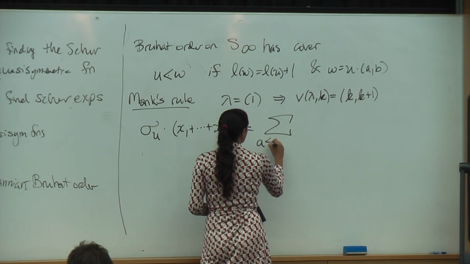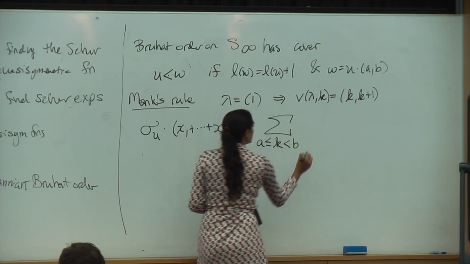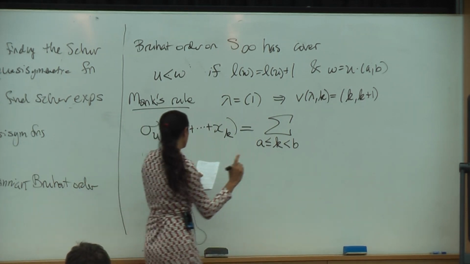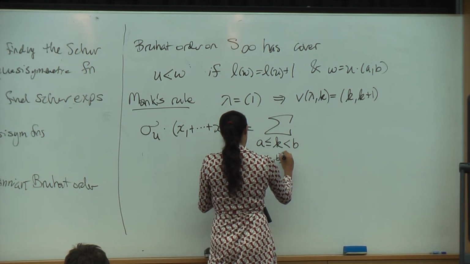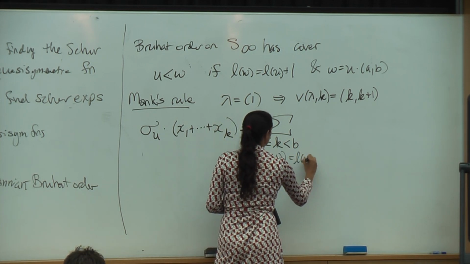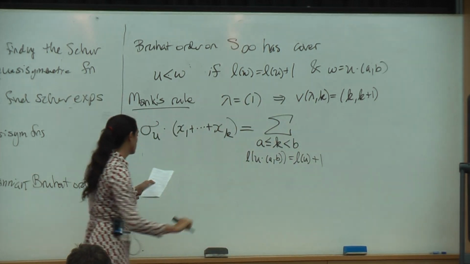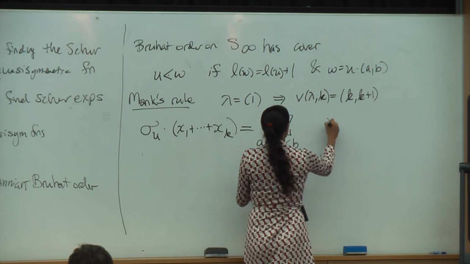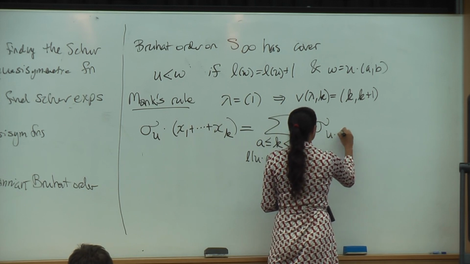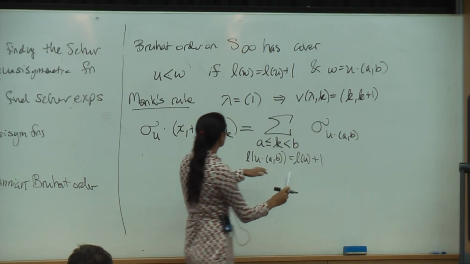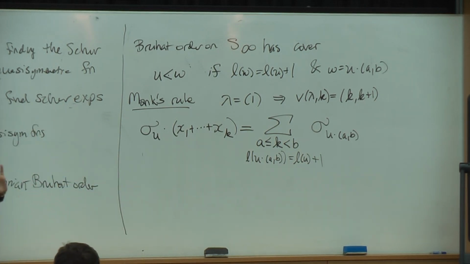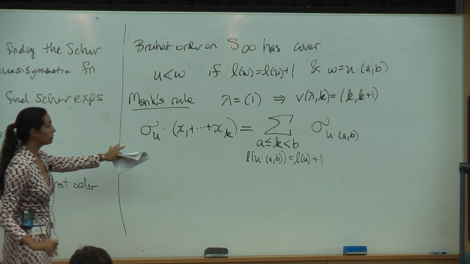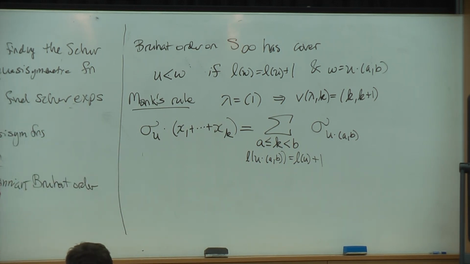It says you sum over all numbers a and b that straddle k in this way, but you also have to have the condition that the length of u times t_ab is equal to the length of u plus 1. That's no surprise looking at the thing in Bruhat order. And then you have the Schubert polynomial. So here, you think of this as summing over all ways to go up by a transposition, but that transposition is somewhat special. It has to straddle the number k. Okay, so this is Monk's rule. It gives us a beautiful answer to this problem in the case where lambda is a single box.